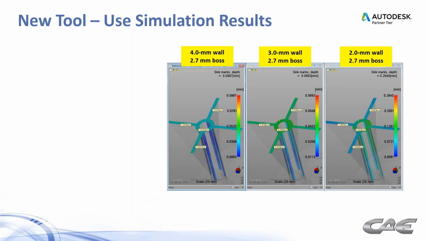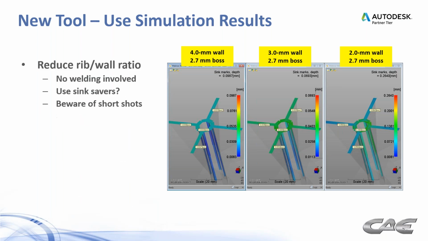So if it's a new tool, obviously you want to try to use the simulation results. Best solution is to reduce the rib to wall ratio. Obviously no welding involved because we haven't made the tool yet. A lot of folks like to use sink savers where they thin out the area closest to the intersection with the main wall. Or sometimes they'll thin out the whole rib or the whole boss or whatever it may be. But you got to be careful with that because you got to be aware of short shots.